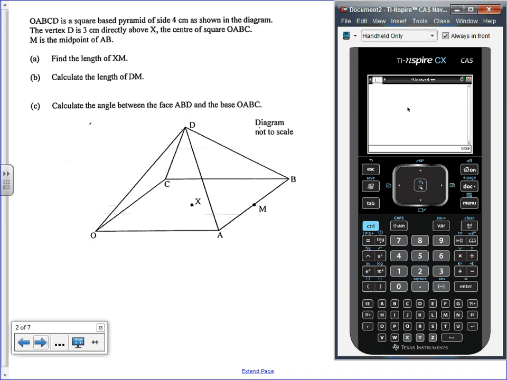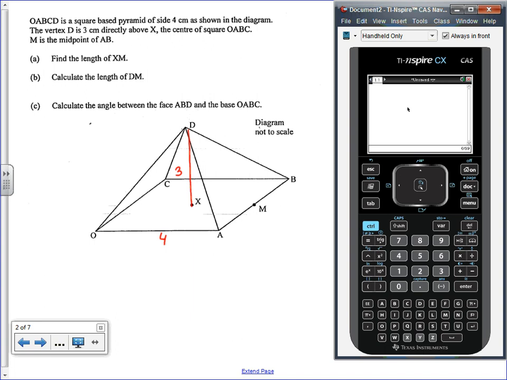The sides are all 4 centimeters, as it says in the question. So I can label 4 centimeters here, 4 centimeters from A to B, B to C, O to C. The vertex, D, is 3 centimeters directly above X. So if I wanted to label that, I can put my 3 there. X is the center of the square, M is the midpoint of AB. So this is the information that we have to use going forward.